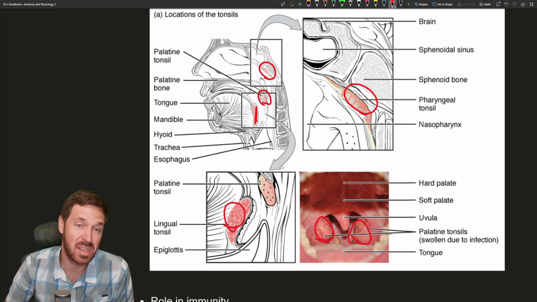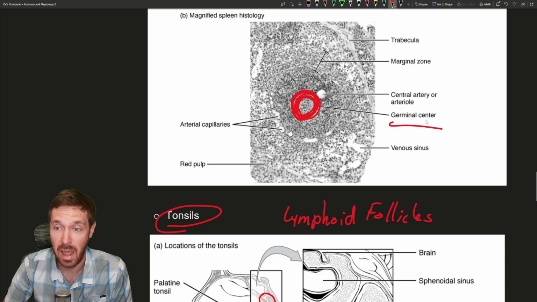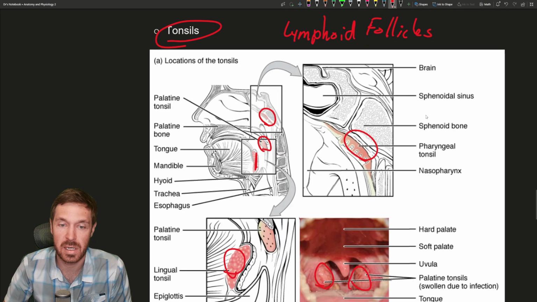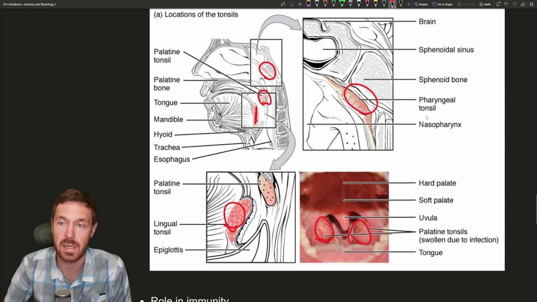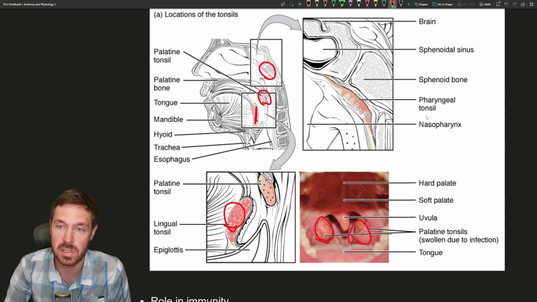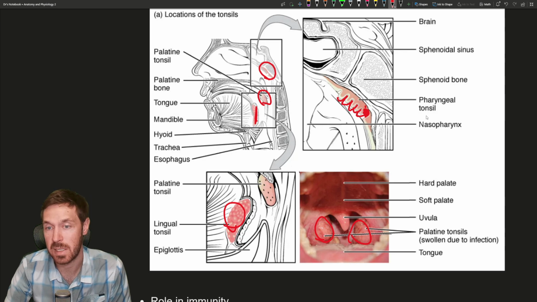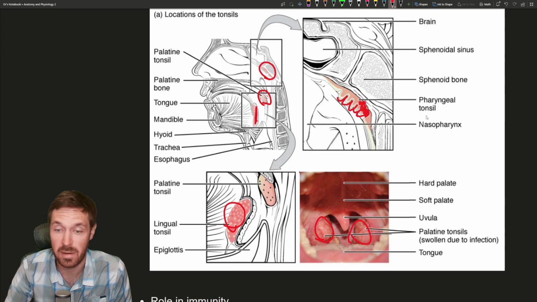If you look at a histology section of tonsils, they have these germinal centers in them, but they also have little crypts. They're called tonsillar crypts. And the problem with these tonsillar crypts, you can kind of see the little ridges right here, is that bacteria can get trapped in there. If they're not being attacked by your lymphoid follicles, they can actually create a safe space for bacteria to duplicate, leading to an inflammation and infection of those tonsils.